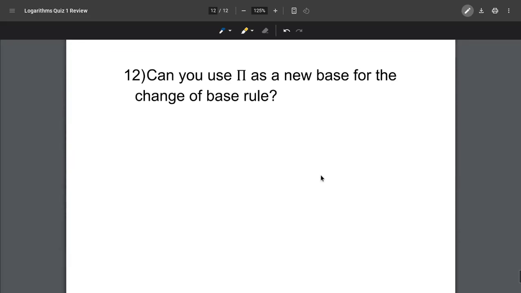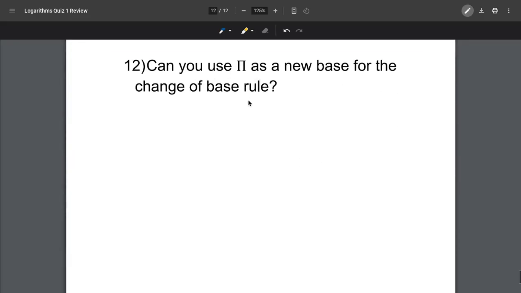All right, problem 12. Can you use pi as a new base for a change of base rule? Yes, if you put that into decimals, it still gives you the same result if you do the change of base rule with the log of base 10 or use natural logs. So the answer to this is yes.